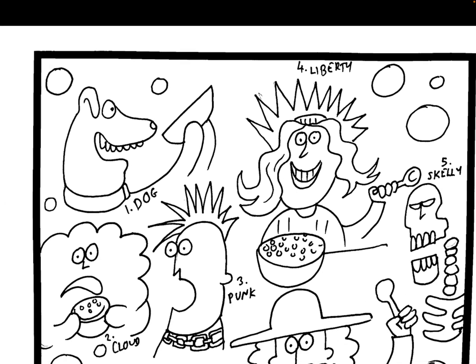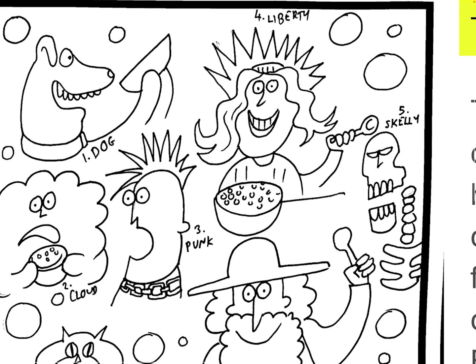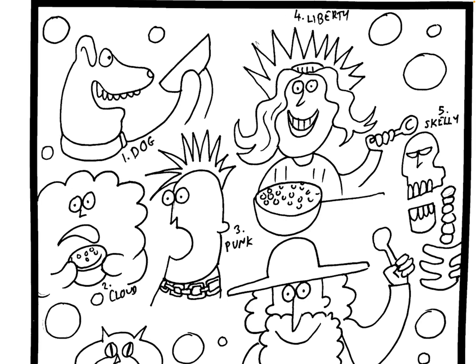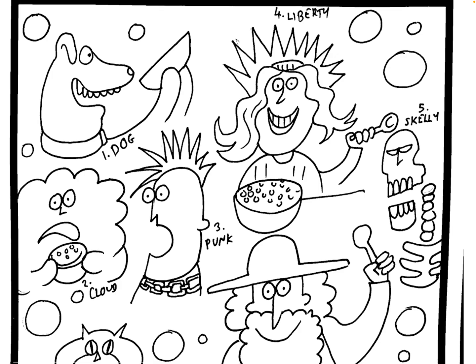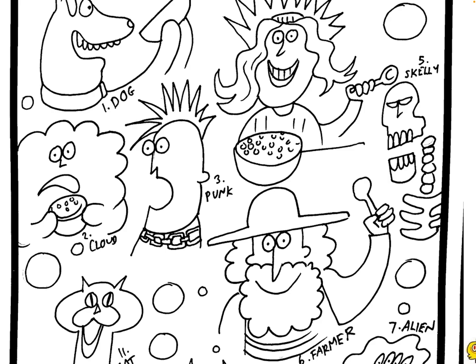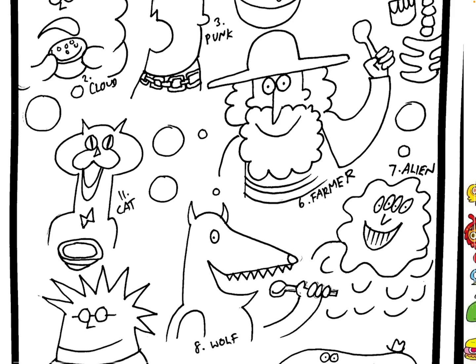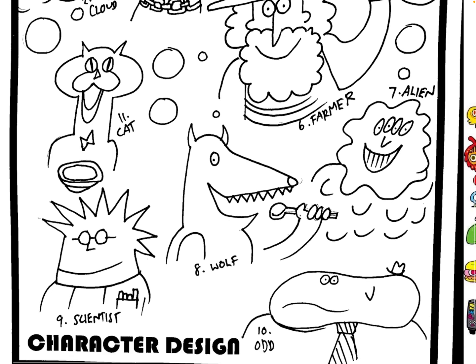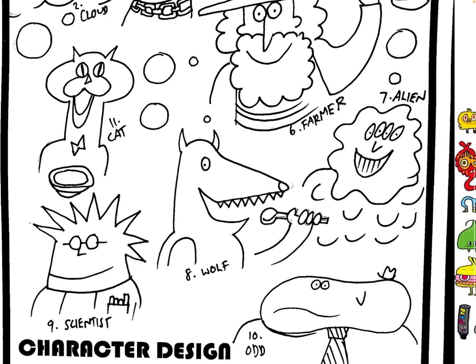Character 1 was a dog, and the dog there is eating some of the Fruit Loops from the bowl. Character 2 was a cloud. Character 3 was a 1970s punk. Character 4 was the Statue of Liberty. Character 5 was a skeleton. Character 6 was a farmer. Character 7 was an alien. Character 8 was a wolf. Character 9 was a scientist. Character 10 was an odd character. And number 11 was a cat.